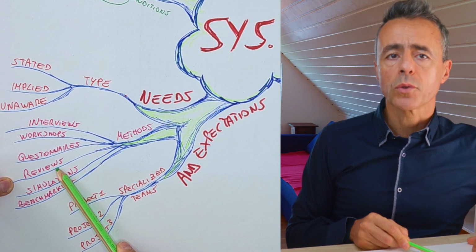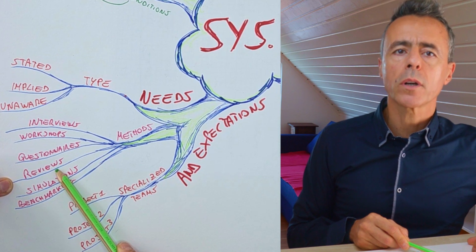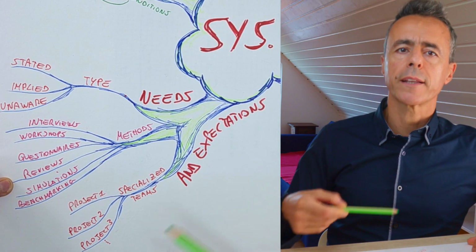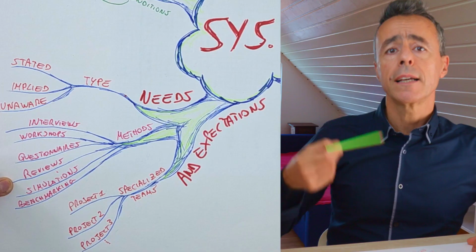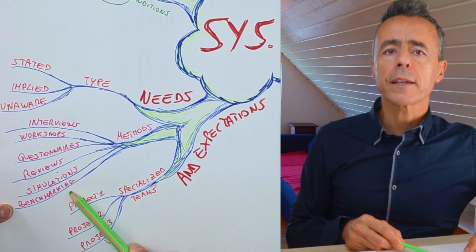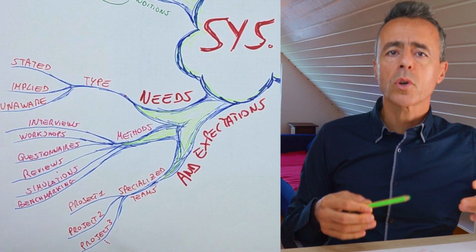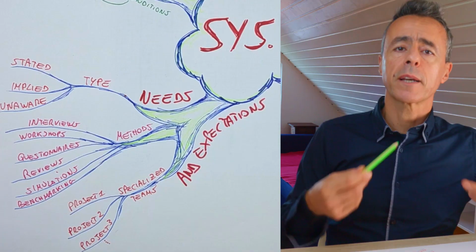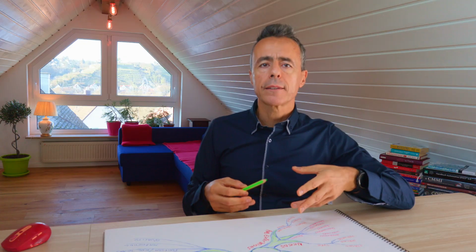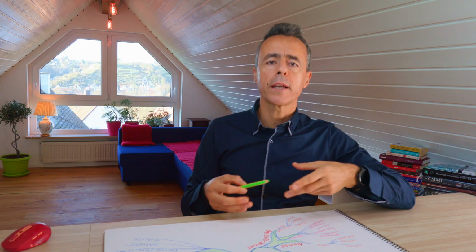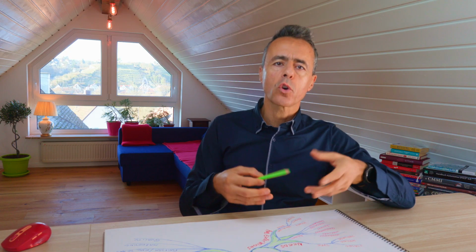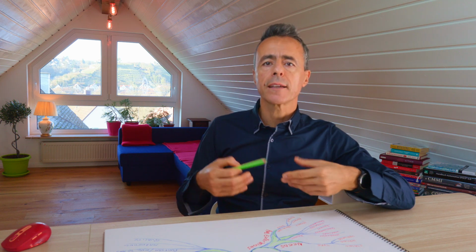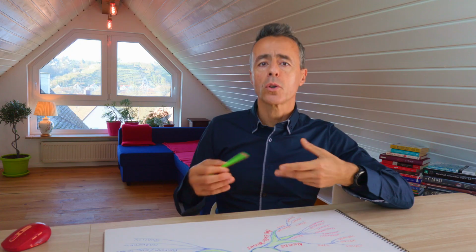Then we have document reviews. Many requirements are already written down in contracts, standards, or corporate guidelines. Systematically reviewing and extracting relevant information is essential. Finally, we have benchmarking and market analysis. These are often driven by marketing or product planning to understand competitive features and customer expectations from the market. In practice, most organizations use a combination of these methods, starting with document analysis, followed by interviews and workshops, and validating assumptions through prototypes or simulations.